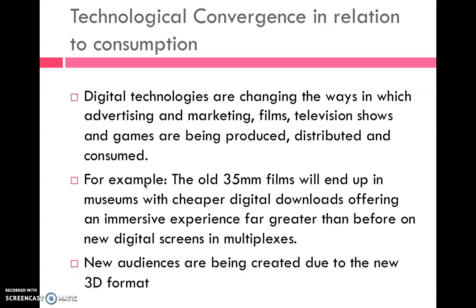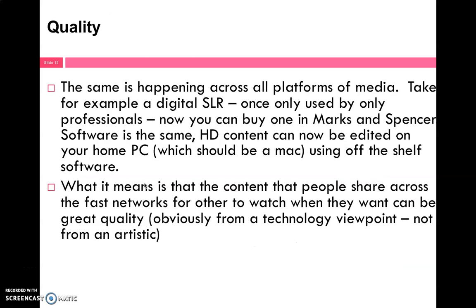A few more things to note down. This is explaining technological convergence in relation to consumption. The first one talks about digital technologies and how they're changing. The second one gives you an example where once upon a time 35 millimeter films were used in cinemas. Now they're mainly in museums. And of course, we can go to cinemas and have a much more immersive experience because of the way technology has converged. Okay, so now we have things like 3D format, and then there's also 4D, isn't there? So, you know, it's technological convergence that has allowed this to happen.